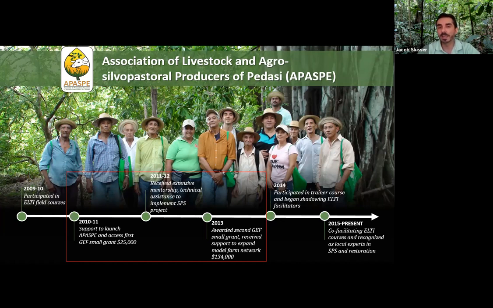And it's important to note that establishing a legally recognized community association really is essential for applying for local and international restoration grants and projects. It's just really hard to get any funding without that type of entity.